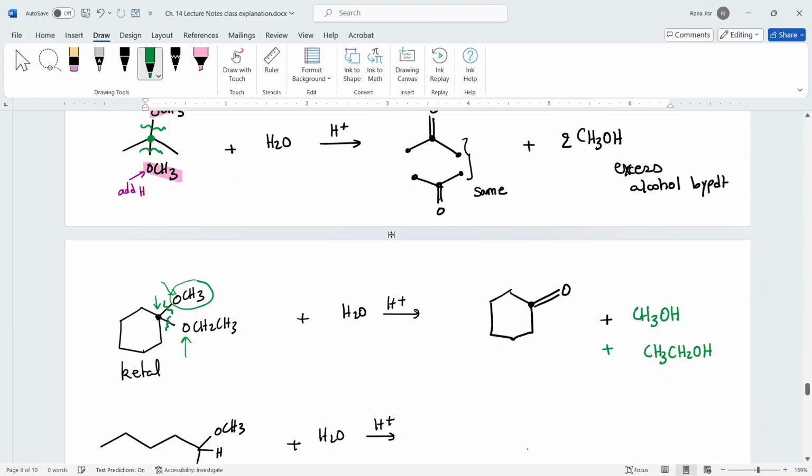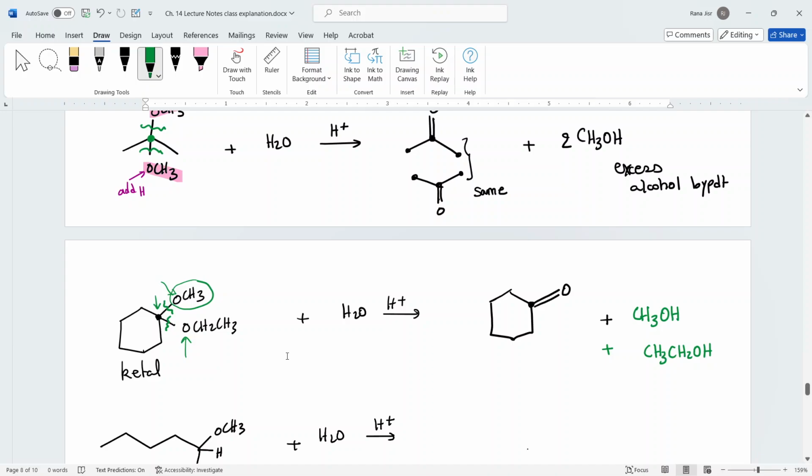Notice how I wrote it down? I didn't write it down as a CH2, CH3. It's very important. Connectivity is very important. You always start with a CH3. So these are the two alcohols that I am forming in this case.